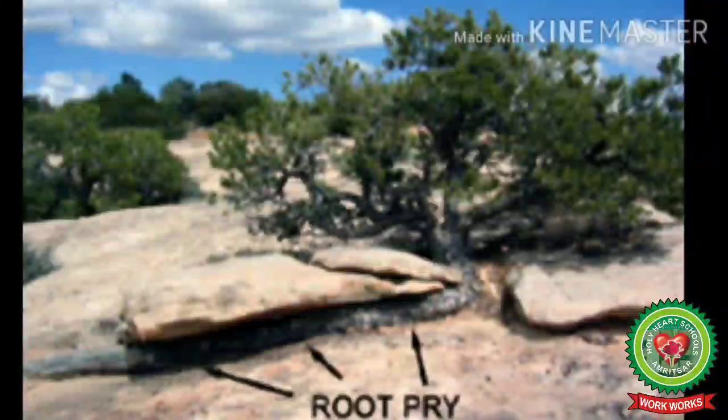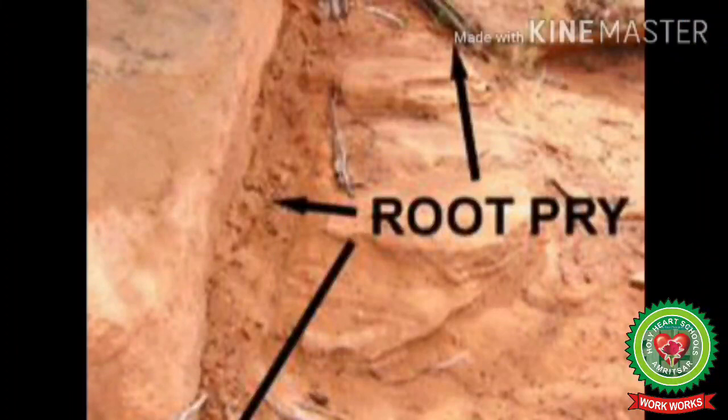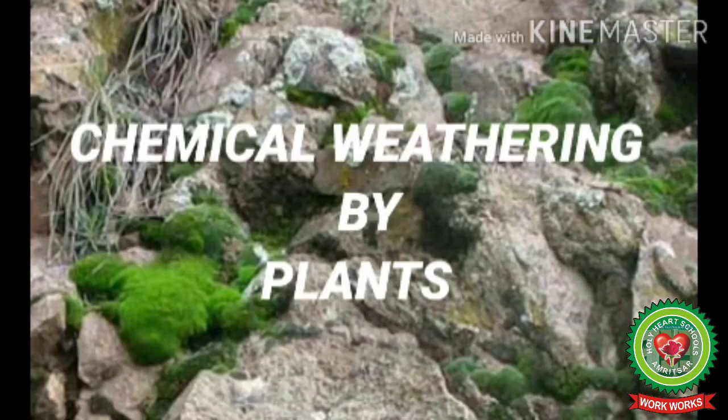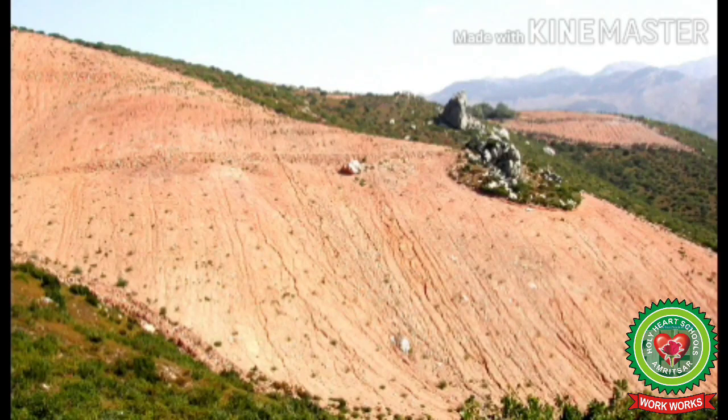Next we have plants. Plants can cause mechanical and chemical weathering. When plants cause mechanical weathering, their roots grow into cracks and crack them. It can also happen in streets and sidewalks. When plants cause chemical weathering, their roots release acid or other chemicals onto rocks, which then form cracks and break apart.